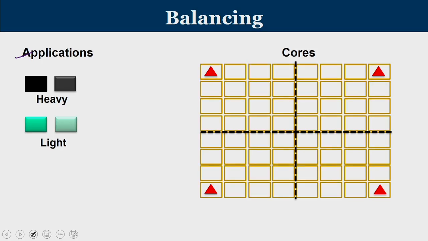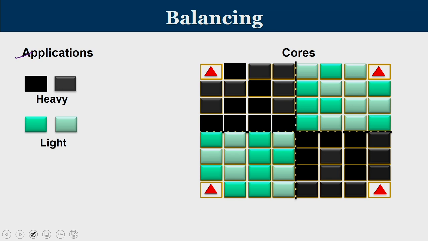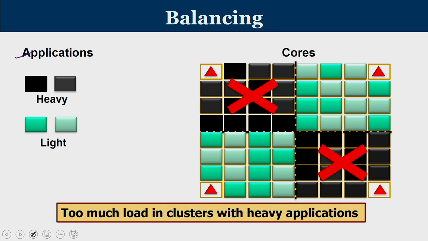Now, let us imagine the operating system assigns something like this, where all the heavy applications come into one cluster and all the light applications move into another cluster. This is not a good approach, because this cluster as well as this cluster is handling too much traffic. Those routers are working more when compared to the other two routers.